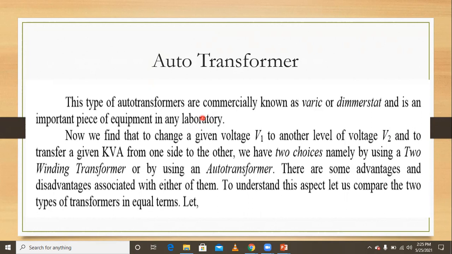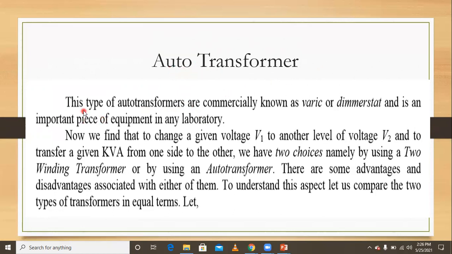For example, to verify KCL and KVL, there are different methods. By using the auto transformer, the output voltage is decreased or increased. By changing the output voltage, we can verify KCL, KVL, and also different theorems, such as the superposition theorem. All theorems can be verified by applying a suitable voltage using the auto transformer.